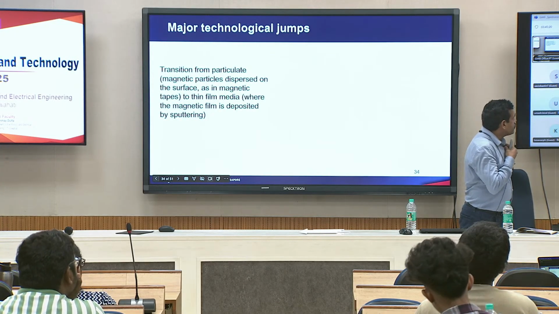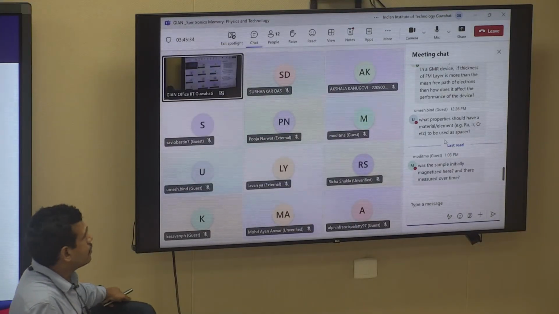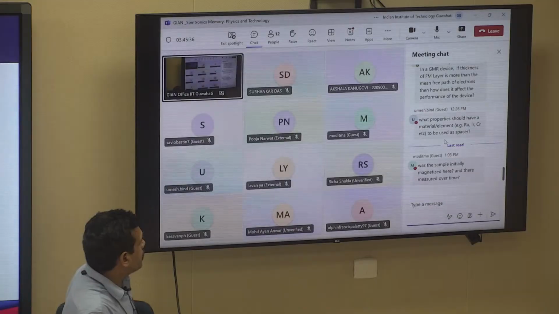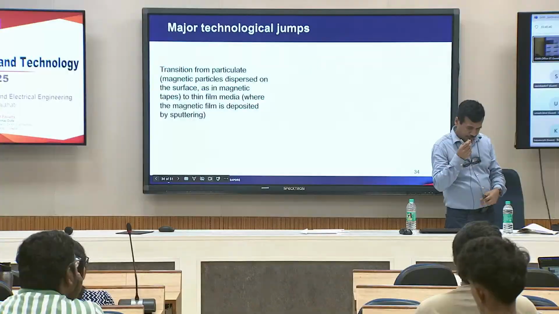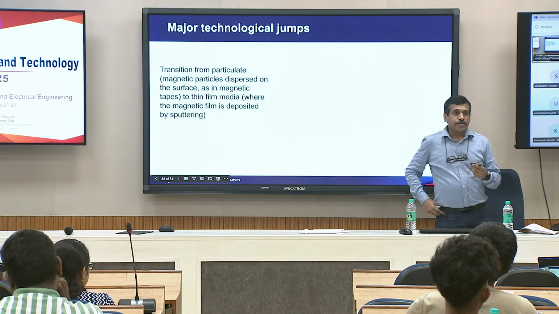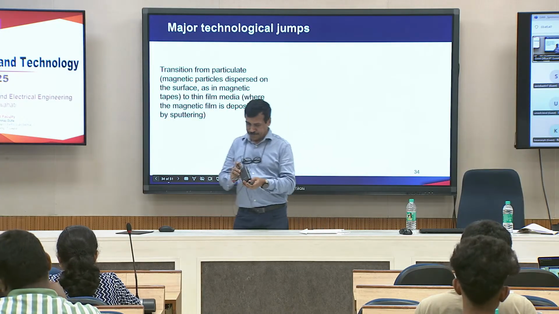So, for the question of Moditma, yes, the sample was initially magnetized and the magnetic field was removed and the magnetization was measured over time. Yes. Okay, thank you. We go for break, lunch.